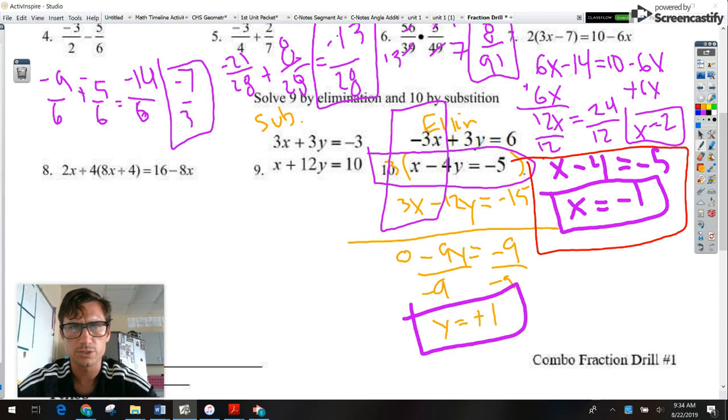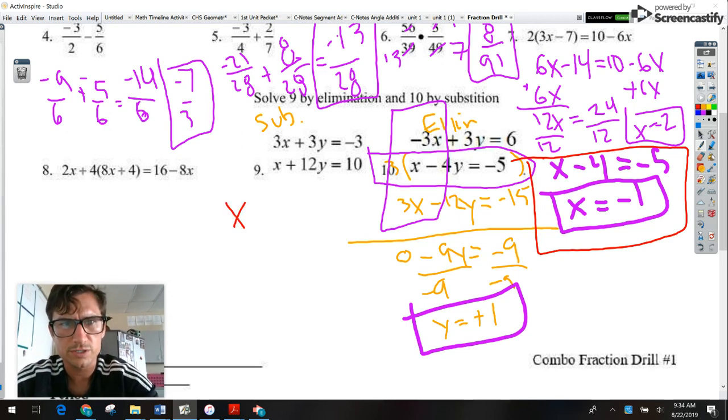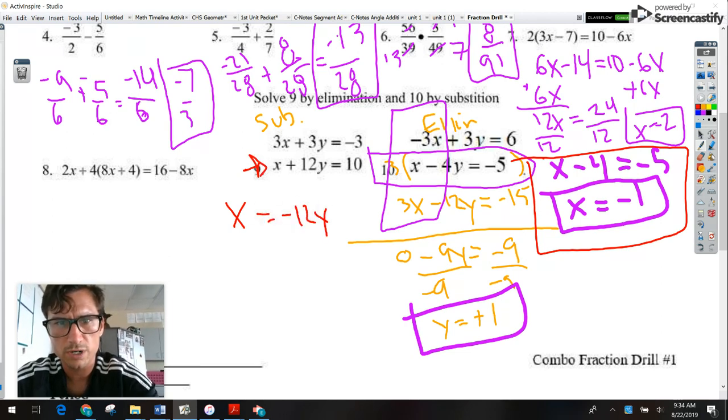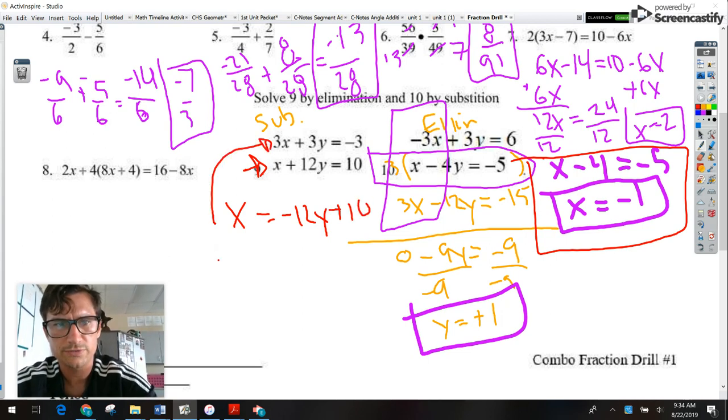So the other thing we can do here, it's the last minute. So when you have substitution, you just solve for one variable. So if I have this second one here, I get x by itself, so x equals -12y plus 10. I can substitute it in for the first one here, so we have 3 times x.